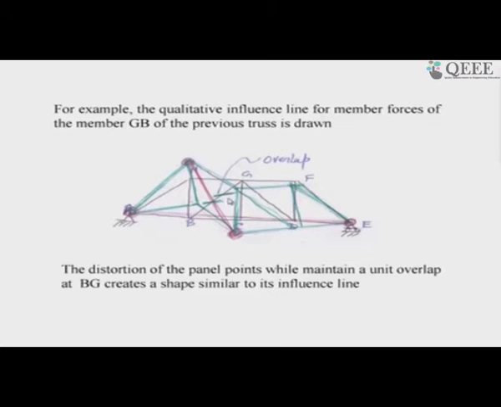Probably you can discover this for other members also, and what you need to do is very simple. If you want the influence line diagram for a particular member force, destroy its capacity. It will hang, and then try to push it this way or that way to some scale, and it will display the shape of your influence line diagram. This can be done experimentally as well.